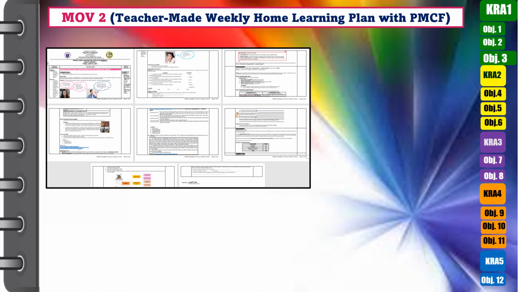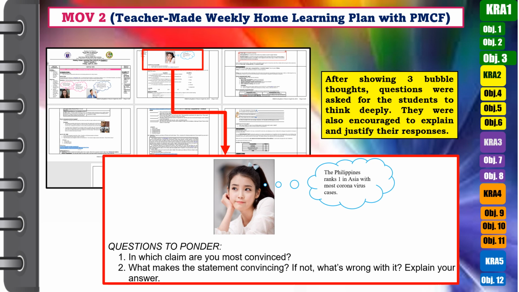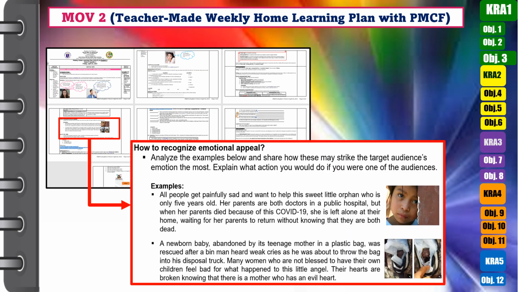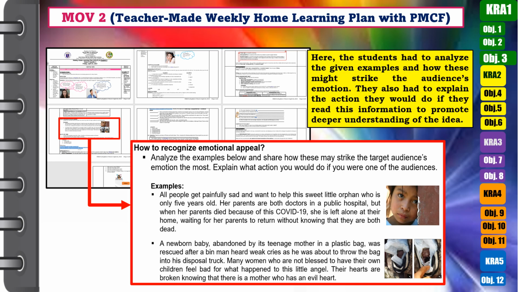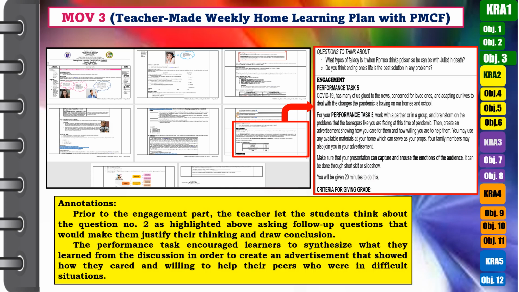For MOV2, I used the learning plan I made during my second observation, and then I highlighted all the activities that promote critical, creative, and higher order thinking skills with annotation. This is the first task, and this is the annotation. Another learning task that promotes critical, creative, and higher order thinking skills with annotation. Another learning task with annotation.